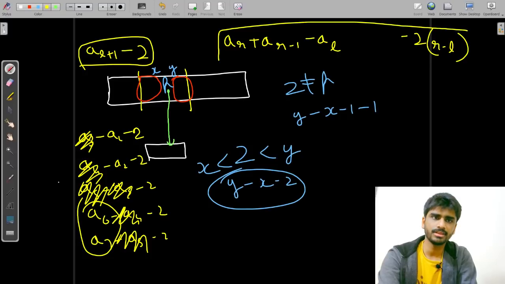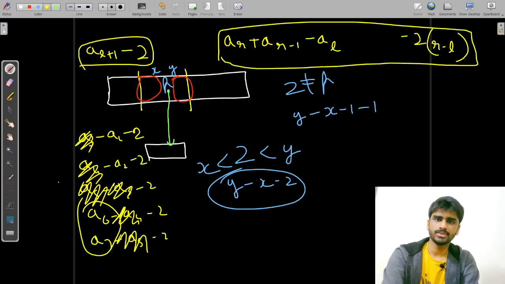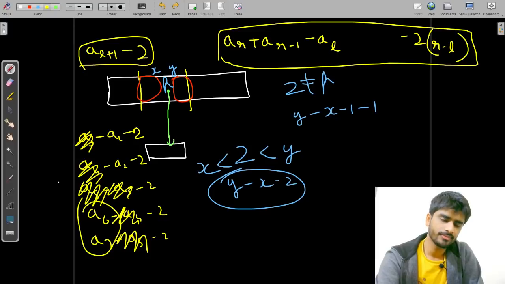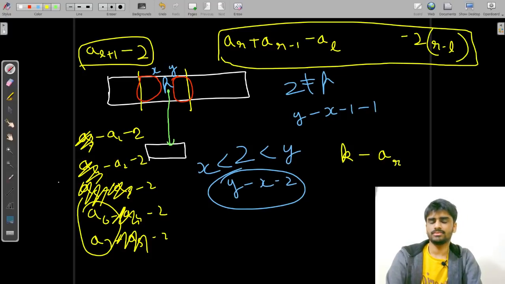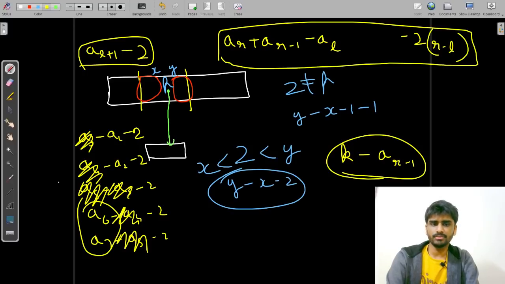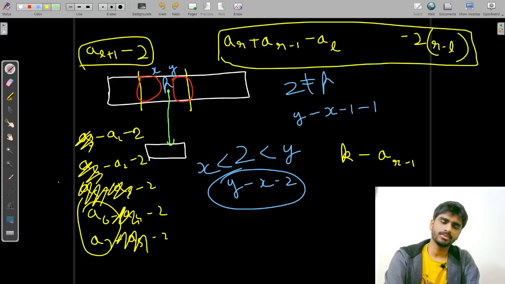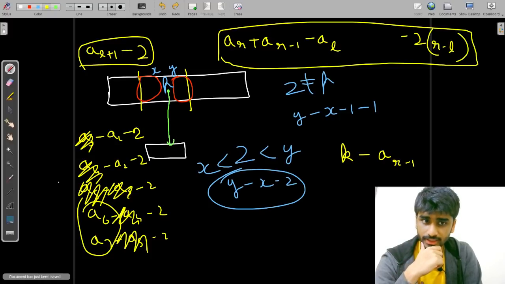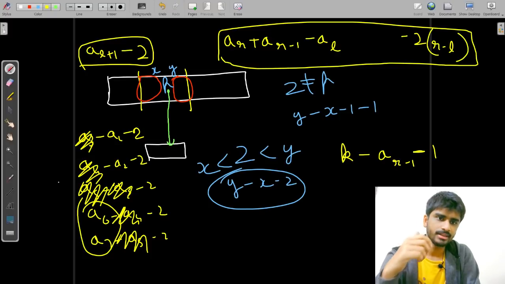Okay, so we're left with this thing. Now we have to add the contribution of the rightmost. If we remove the rightmost, I think we add something like anything between K and AR, right? Yeah, AR minus 1. Okay, we have to put anything between K and AR minus 1. Right, except the number that is already there.